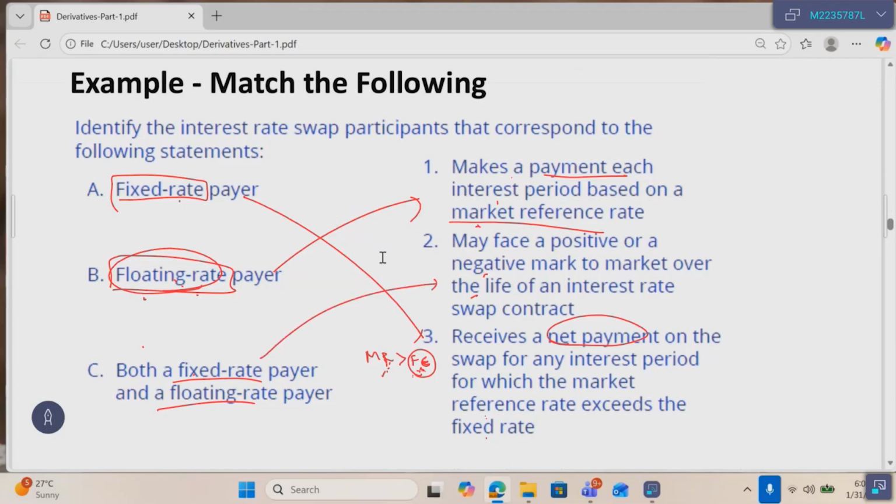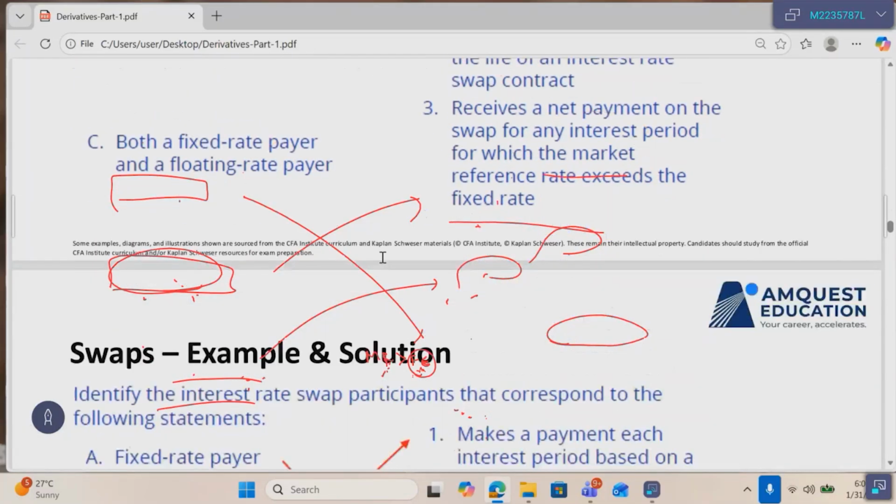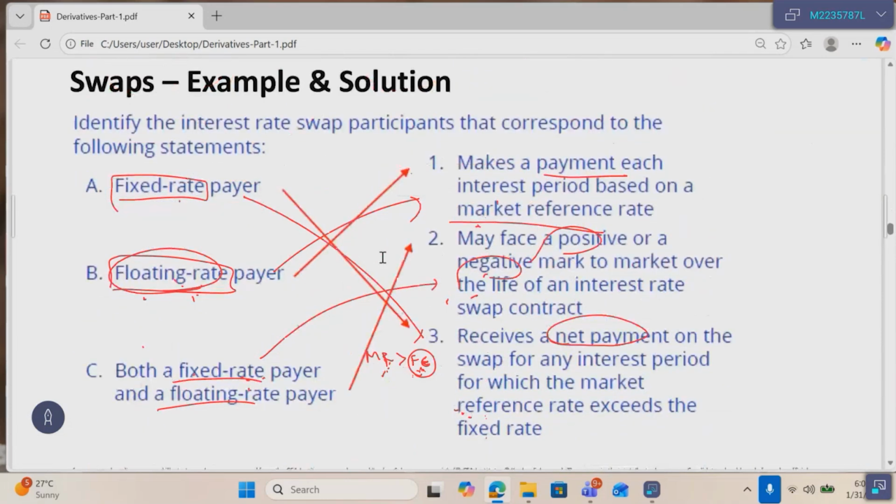And therefore both of them may face a positive and negative mark to market over the life. Clear? Okay. So fixed rate will benefit from the market rate going higher. Floating rate will benefit from the market rate basically going lower. All right. Any questions? These are good examples of match the columns, but very good illustrations that way. Yeah. Good. You got the answers right.